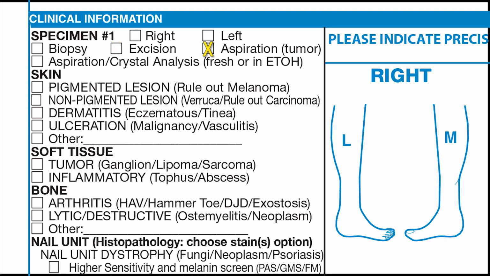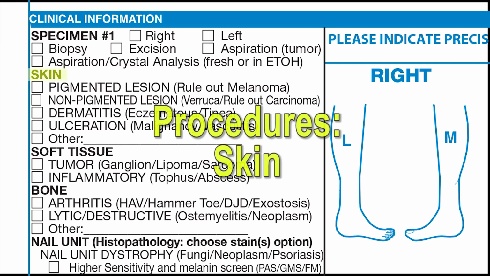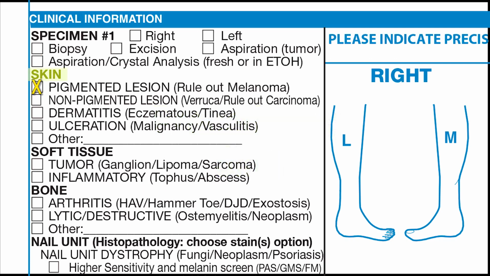Aspiration. Select this procedure when a fluid is removed, usually by means of a syringe. Aspiration, crystal analysis. Select this procedure when a fluid is removed by any means, but is suspected to contain crystals indicating gout. Skin. When submitting skin, select the condition or observation that best matches what is being observed or suspected clinically. It is important that if skin is removed, only select the condition under the skin title.